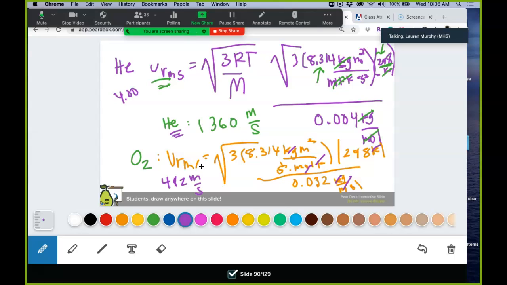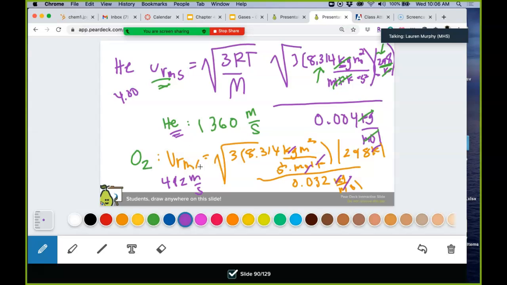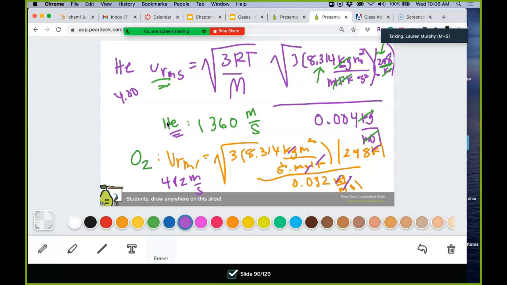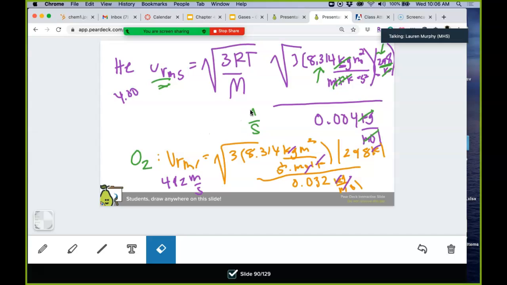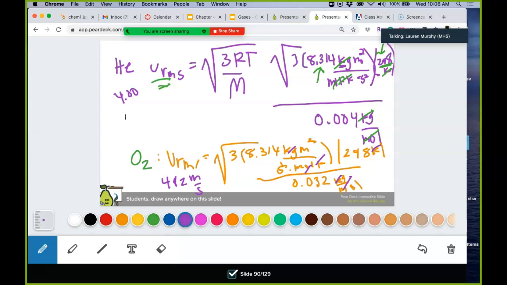So the next question asks you to do oxygen again, but at a different temperature. They wanted you to do it at 50 degrees Celsius. So you just plug back in and let's compare. So this one was comparing size. Now we're going to compare temperature. So we're going to do O2, but we're going to do its speed at 50 degrees Celsius.